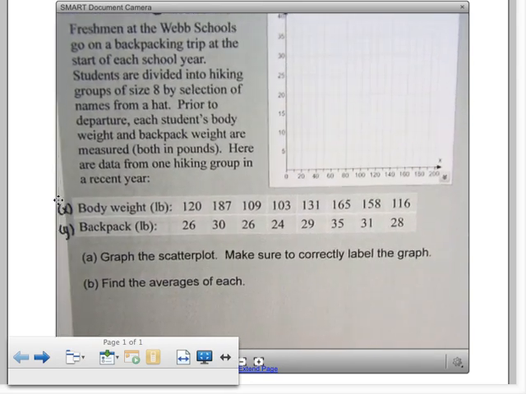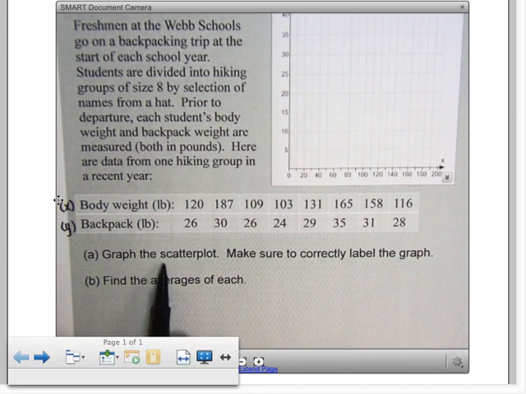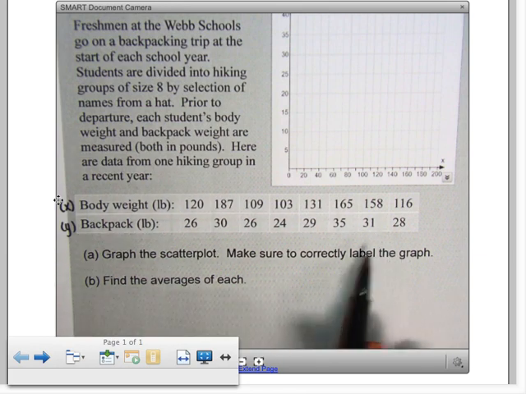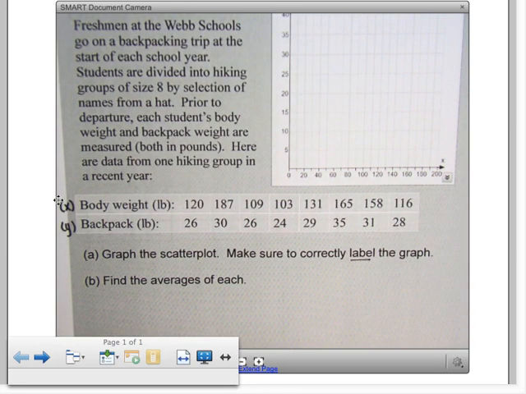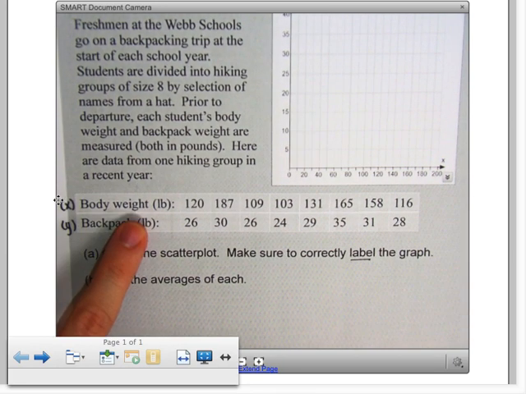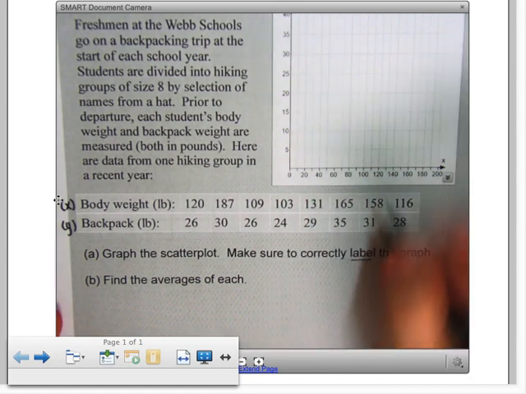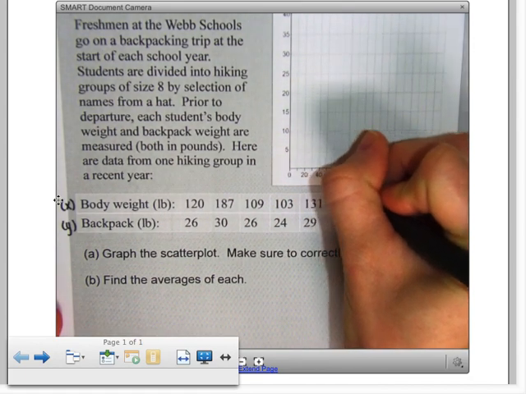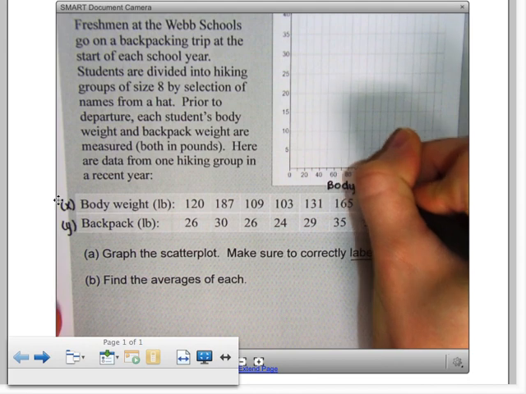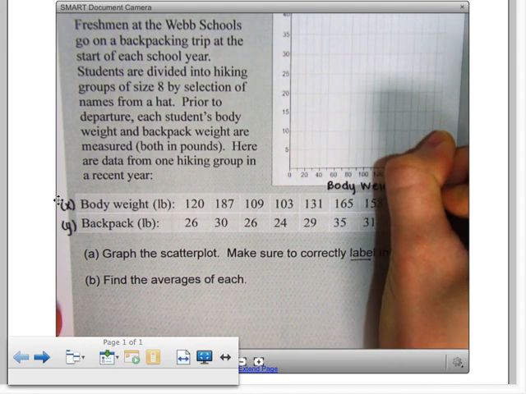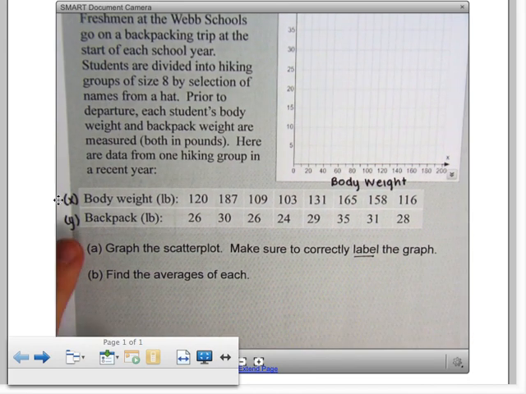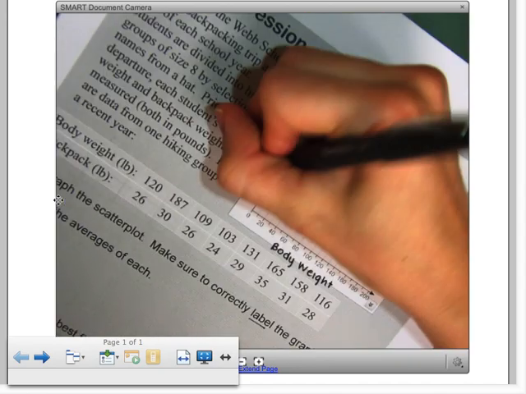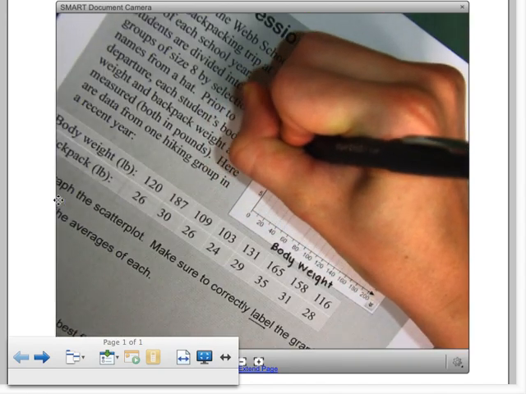Okay, so the first thing that they want us to do is graph the scatter plot. Okay, so before I graph anything, remember we always need to label the graph. So we said X was body weight, so along the X axis here, I'm just going to fill in body weight. And then Y was backpack, so along the Y, I'm going to write backpack.